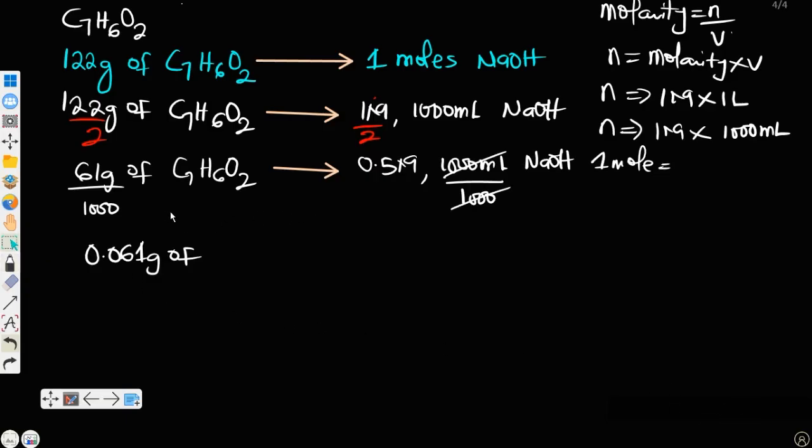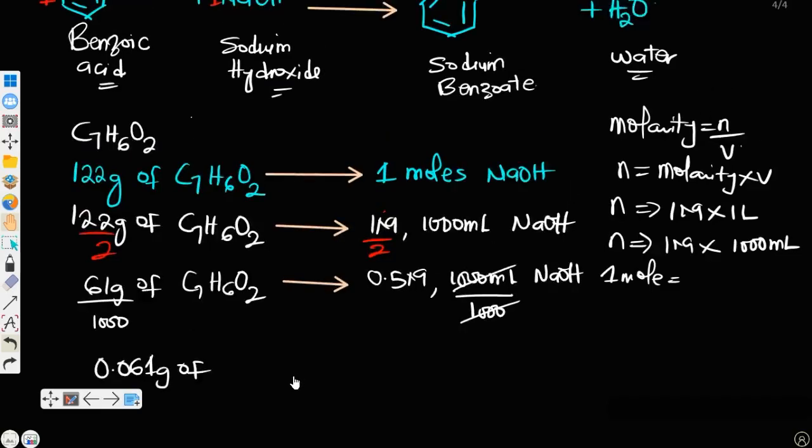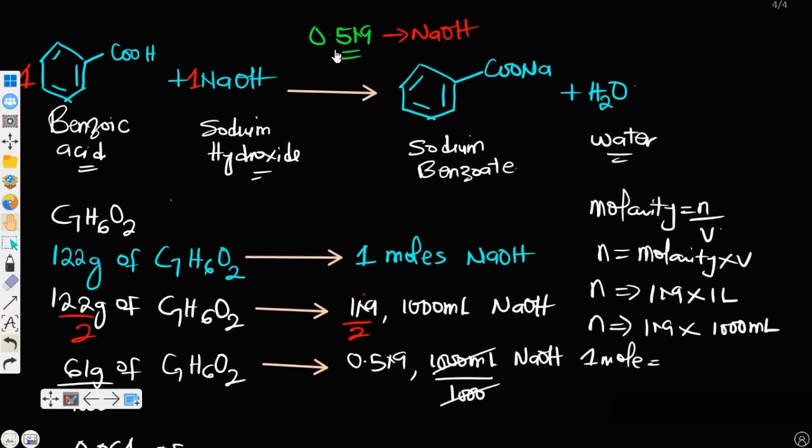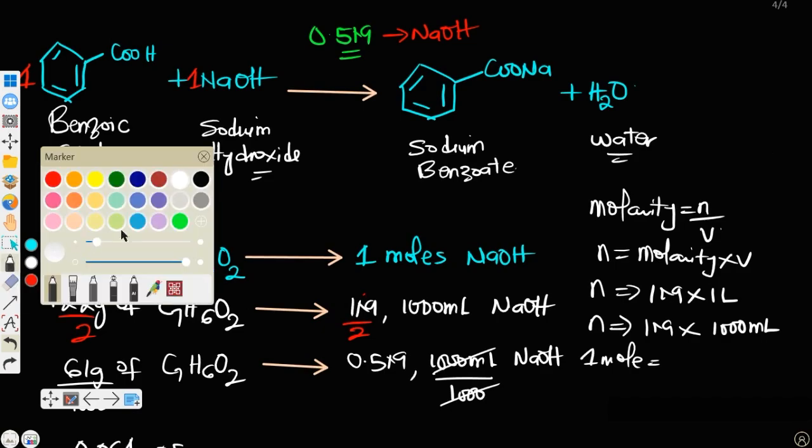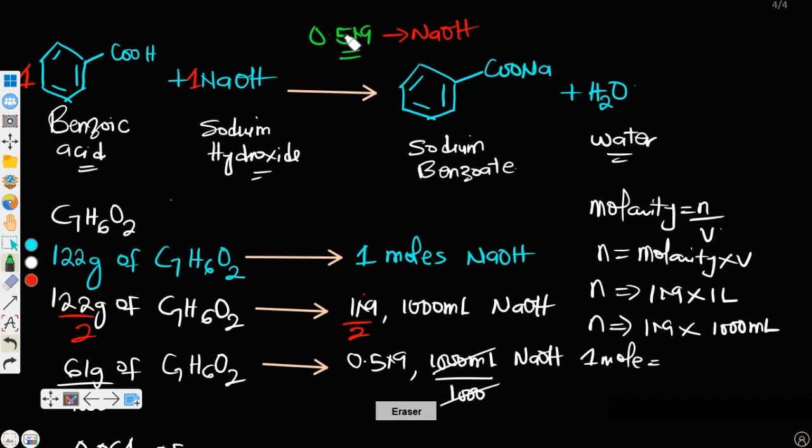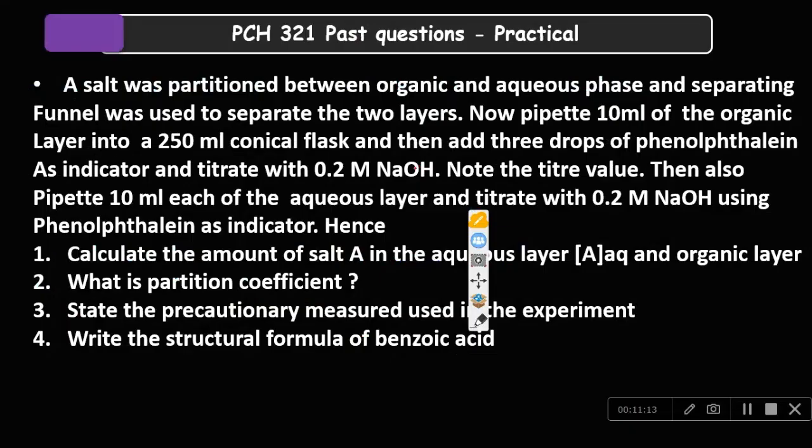All right. Now, I believe you understand how I did it to this point, using 0.5 molar sodium hydroxide. But if you see the question, what was given was 0.2 molar sodium hydroxide. So you must be very careful of what was given in the main question. Titrate with 0.2 molar sodium hydroxide. Are you getting it now?